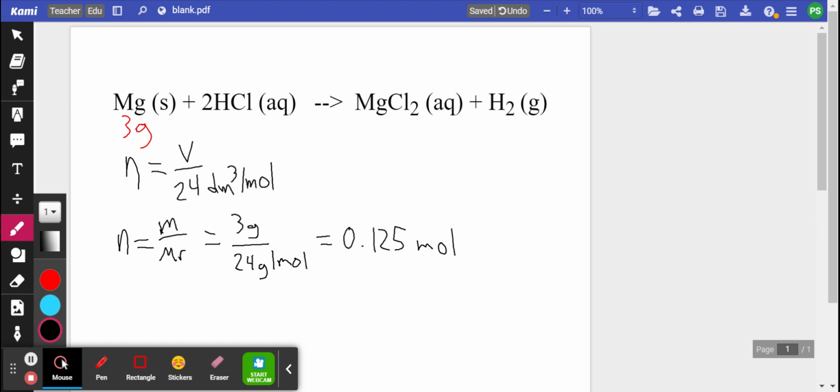For every 1 mole of magnesium, I make 1 mole of hydrogen because of the coefficients. So it actually means I should make, theoretically, 0.125 moles of hydrogen too.